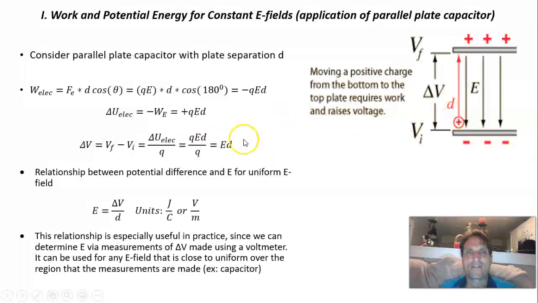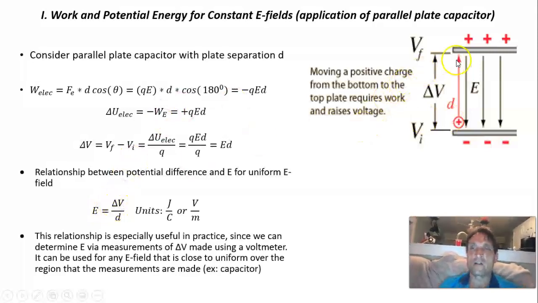And this gives us an interesting relationship because if we can measure the potential difference between two points and we know the spacing, we can calculate the electric field, and the electric field strength is just delta V over d. And since delta V has units of volts and d has units of meters, the electric field also has units of volts per meter.